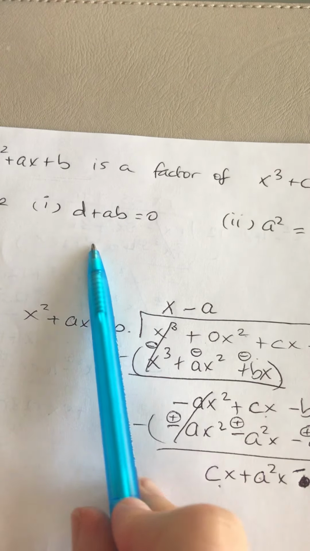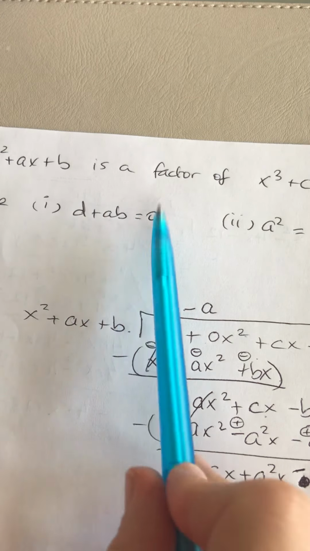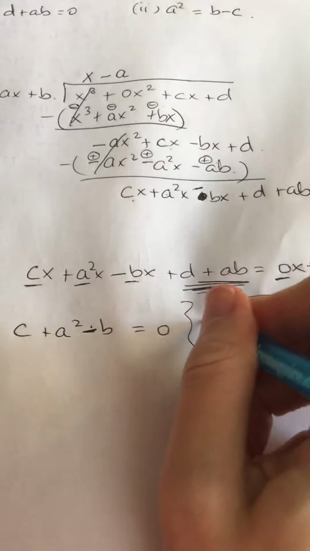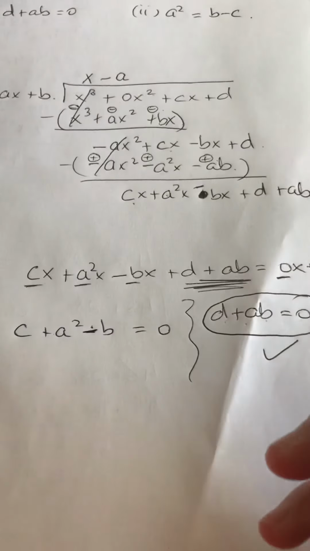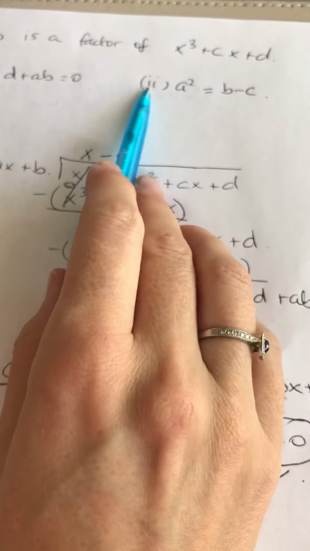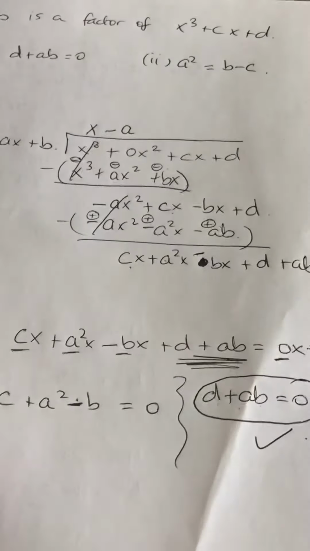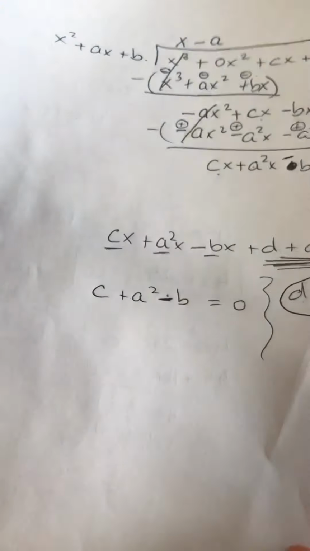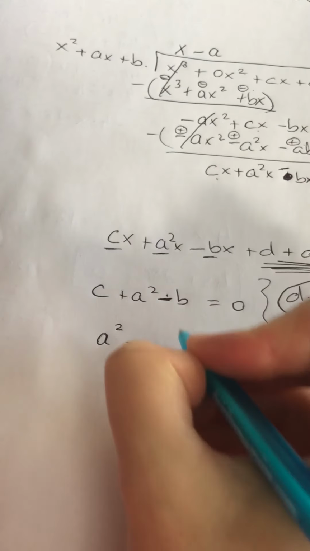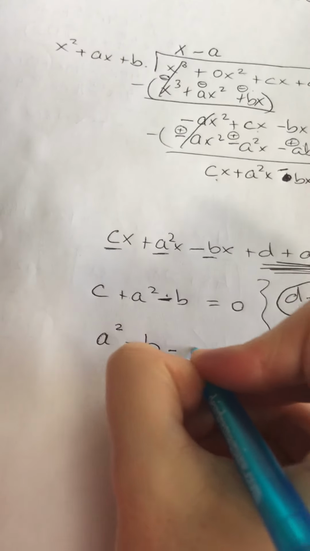And go back to the start and I see what they want from me. They want me to show that d plus ab is equal to 0. d plus ab is equal to 0. Nice. Don't even have to do anything with that one. So there's part 1 done. And then they want me to prove that a squared is equal to b minus c. Okay. Oh yeah, that's okay. a squared is equal to, bring it over, b minus c. Done.